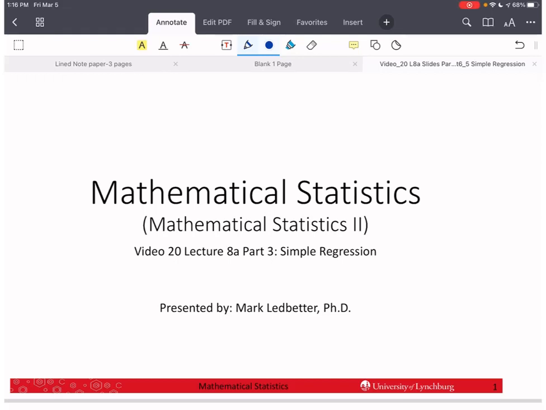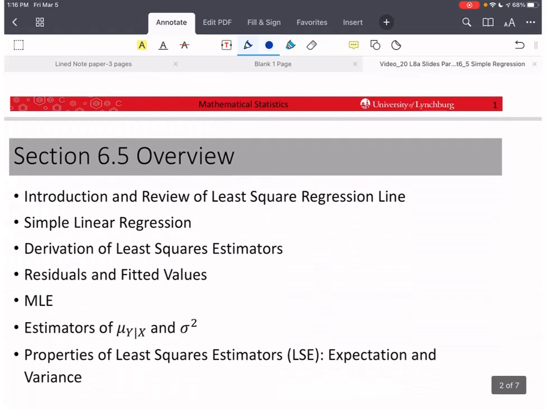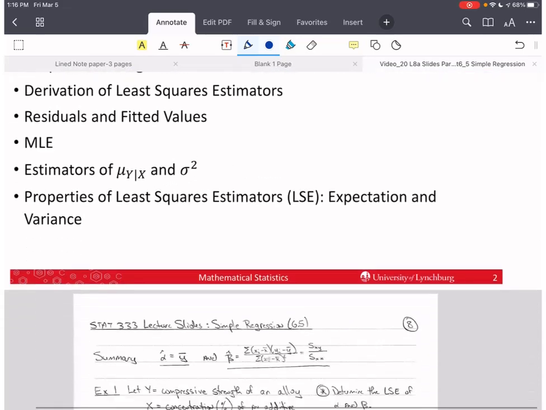I'm Mark Ledbetter. This is lecture video 20, lecture 8, and we are in part 3 of simple regression. Last time we reviewed the least squares regression line from earlier sections, talked about the simple linear regression model, and the derivation of the least squares estimators. I want to caution you that the derivation of these estimators is done using a different model than many books and calculators, so we have to be careful with that.